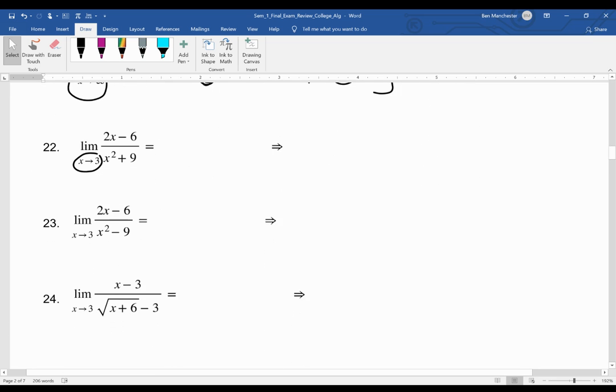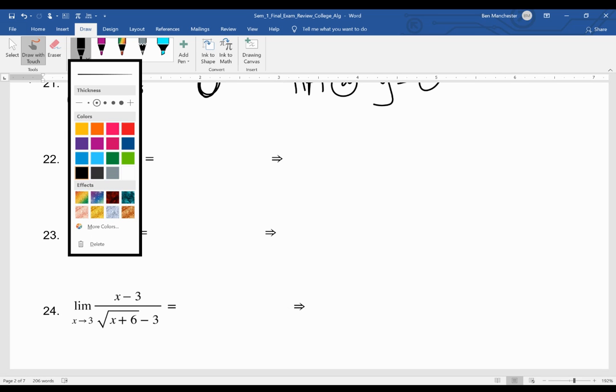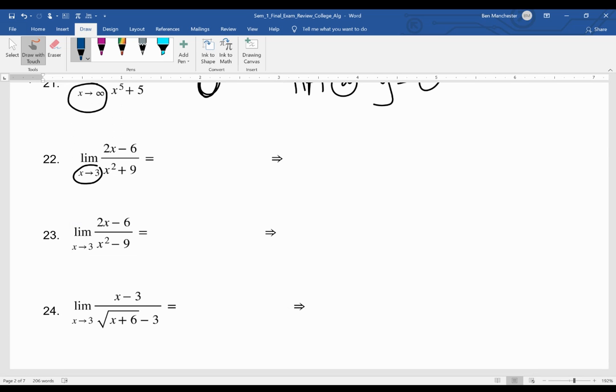But these bottom ones here, you have limits to a number. Limits to a number we talk about a little bit differently. What you want to do is plug in the number. So 2 times 3 minus 6 over 3 squared plus 9 is 0 over 18. 0 over 18 is just 0. So this limit, as x approaches 3, is going to be 0.